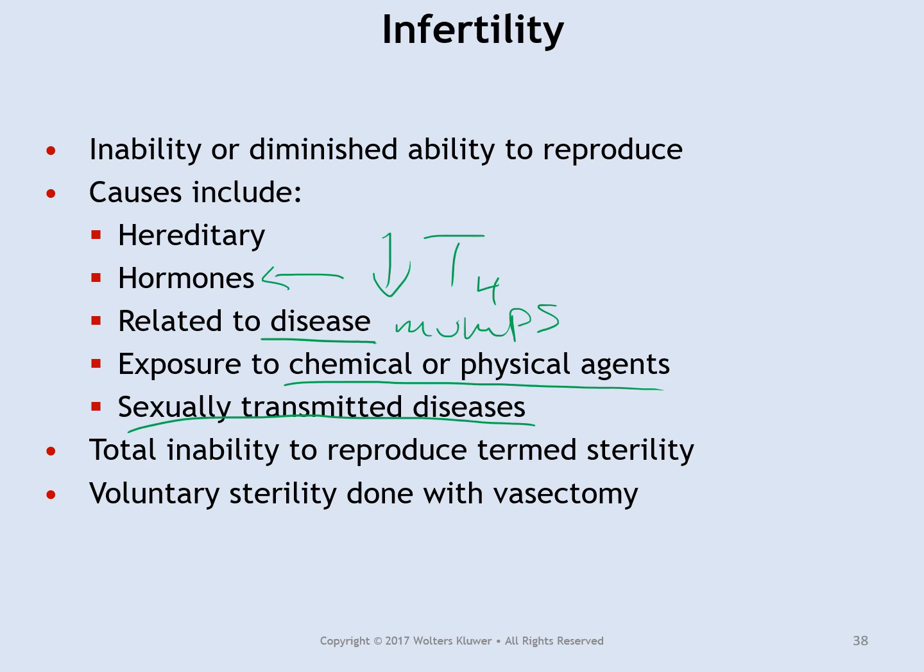Complete inability to reproduce is sterility. If this is done voluntarily, hopefully, this is done with a vasectomy, cutting and suturing the vas deferens to keep sperm cells from getting from the testes up into the pelvic cavity. Sometimes infertility can be addressed, sometimes not. It depends on which of these reasons. There might be multiple ones causing the infertility.